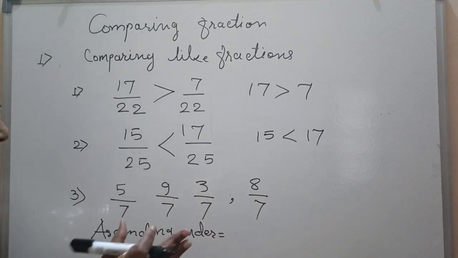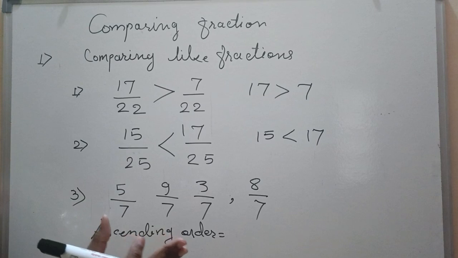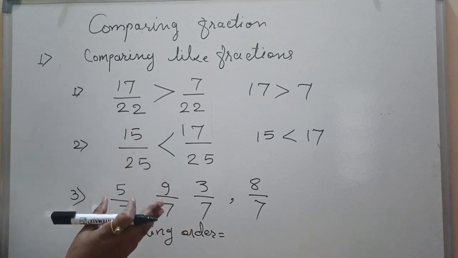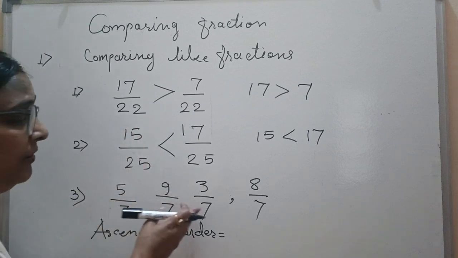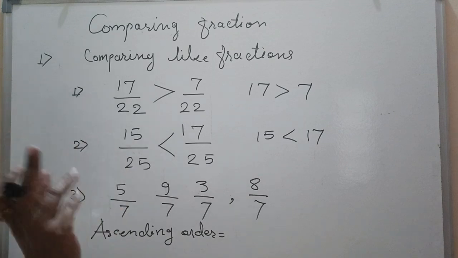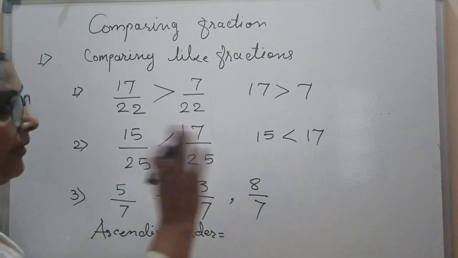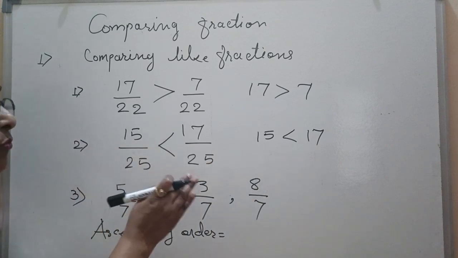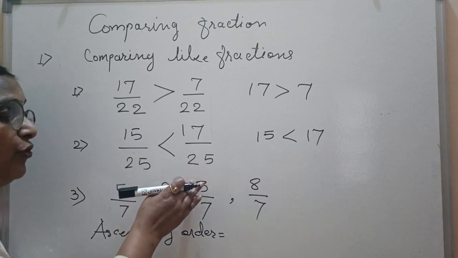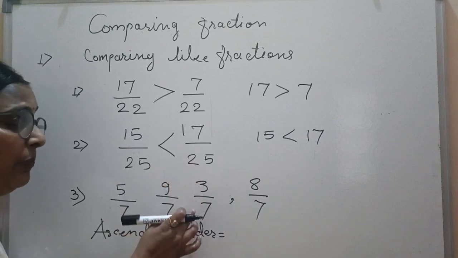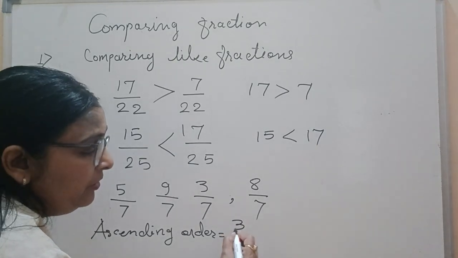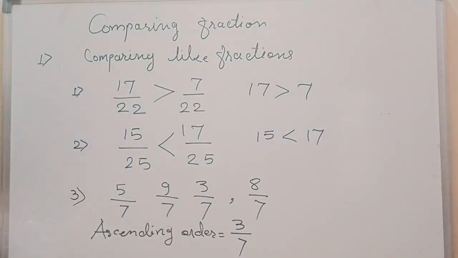Okay. Now first in ascending order, what do you have to write? First, the smallest fraction. As all these are like fractions, you will compare only the numerators. Which is the smallest numerator here? 3, isn't it? So 3 by 7 is the smallest one. So I will write 3 by 7 first.